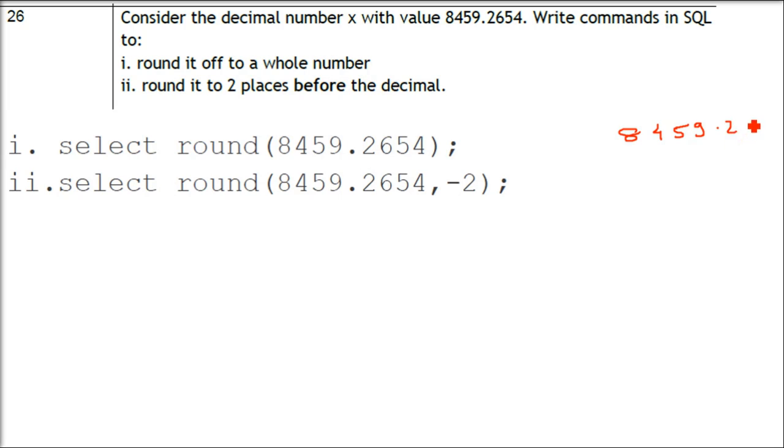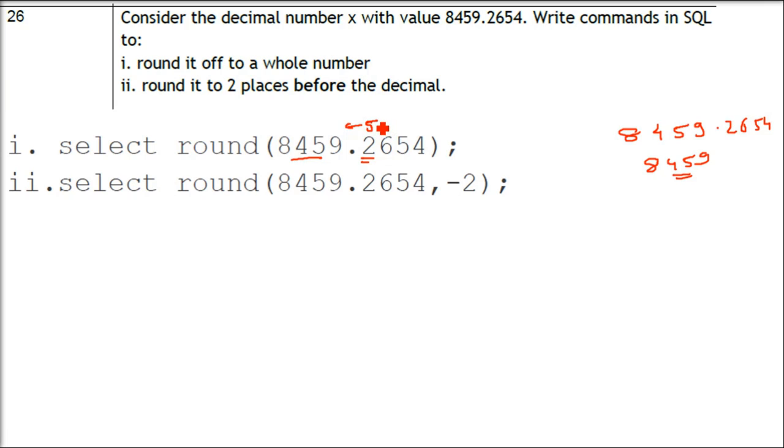So 8459.2654. When you round it off, you have to see what is coming after 9, because you want 8459 only. You don't want anything after the decimal. So 8459, you have 0.2. And 2 is less than 5, so 9 will not change. Okay, if it would have been, say, more than 5 or 5.